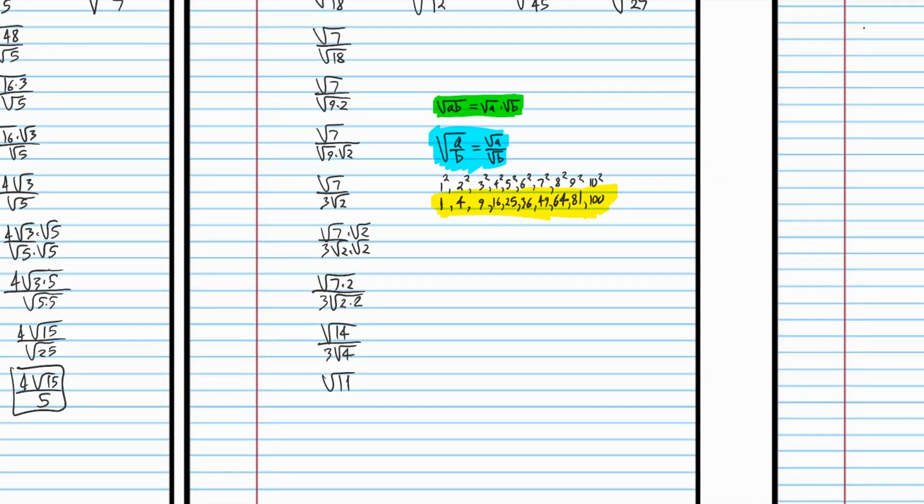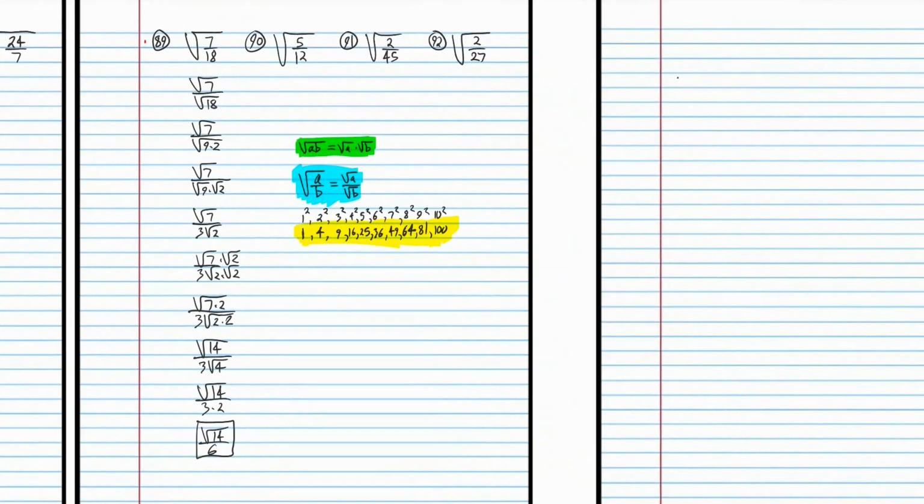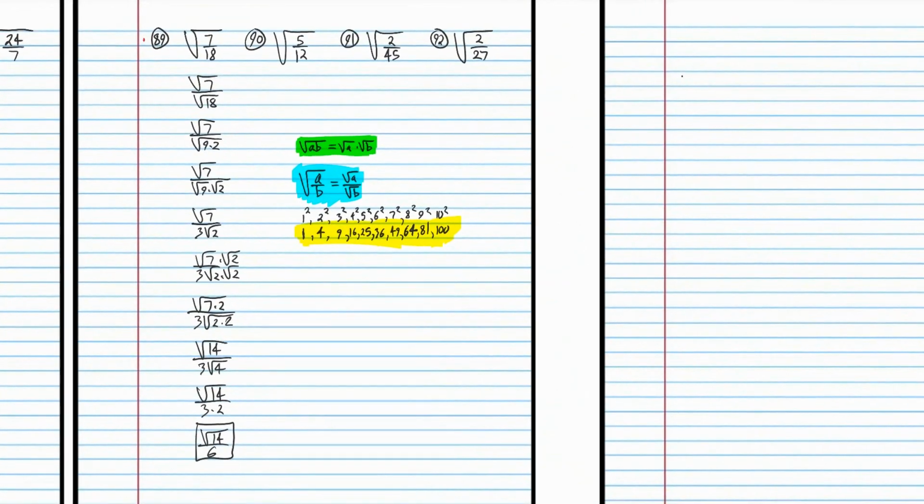And root 14 over 3 times 2, because root 4 is 2. And then we finally end up with root 14 over 6. So it's pretty much the same situation. See if you can try number 90. And when you come back, we'll do it together.